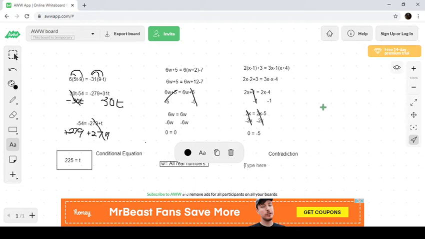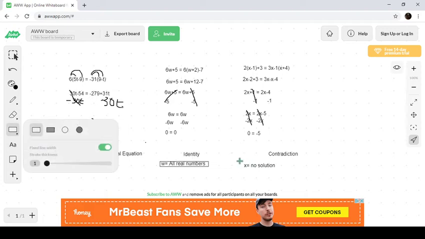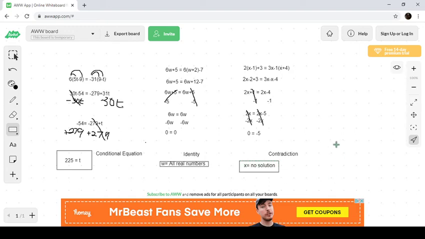So x equals an empty set, which I actually don't know if I have that key on my keyboard because I don't have an expanded one. Nope. So I'm just going to say no solution. So there's our answer for that equation.